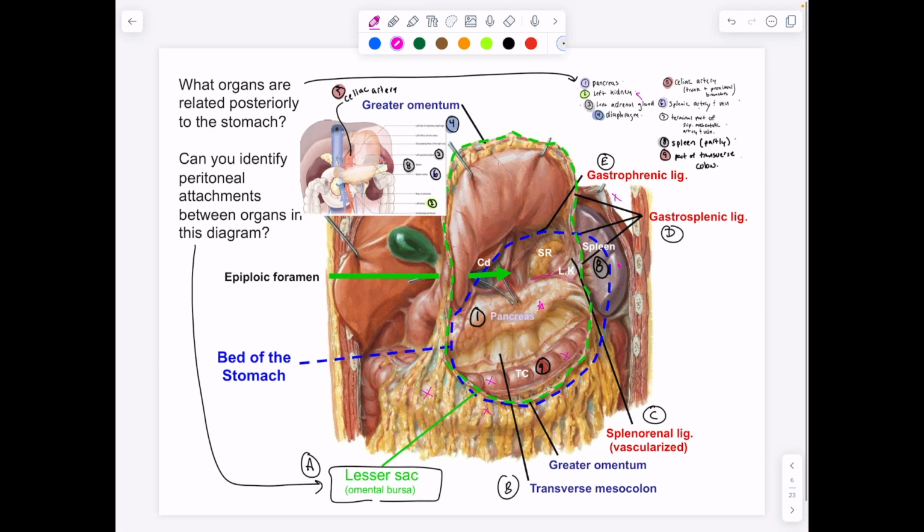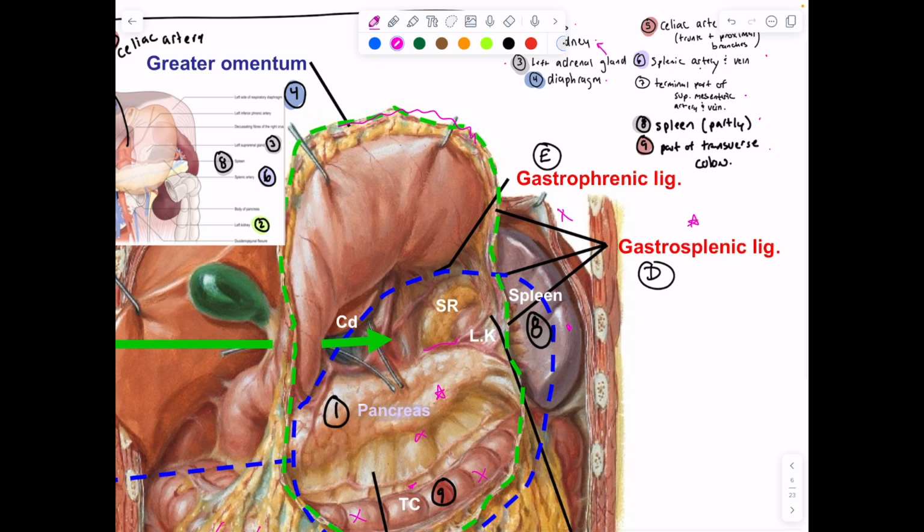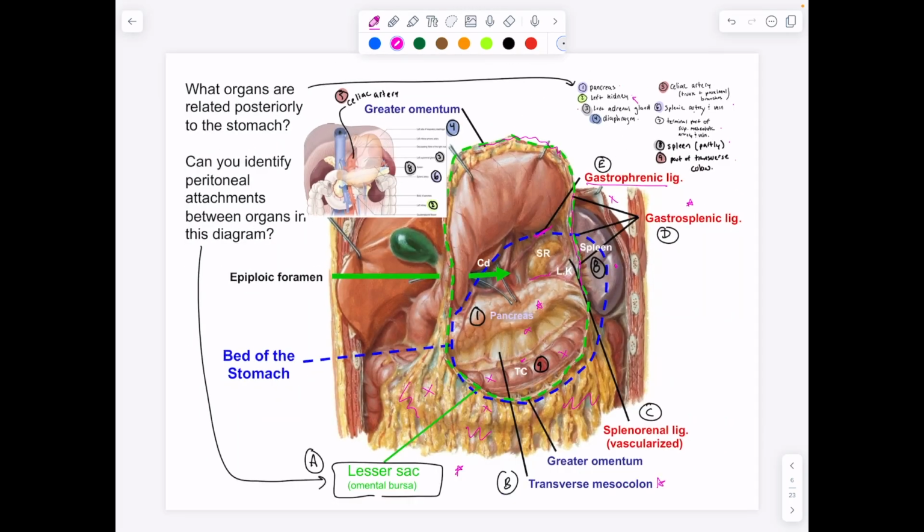All right, can you identify the peritoneal attachments between the organs in this diagram? So we have the greater omentum right here, that's been cut in green. Then below the stomach, we have the lesser sac. We have the transverse mesocolon mesentery that's connecting the transverse colon to the pancreas, and then it should be attached to the abdominal wall as well. And then we have a couple of ligaments. We have the gastrosplenic ligament right here, and then the gastrophrenic ligament right here between the stomach and the diaphragm.